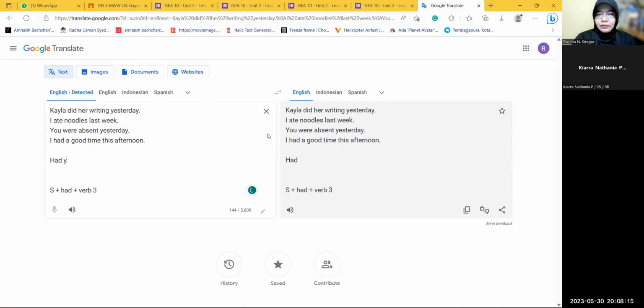Now, however, when it's present perfect like this, remember, present is changed into past. Past is changed into present, sorry, past perfect. So everything present in the original sentence is changed into past in the reported speech. Why is it so? Why do we have to change it into past, Kiara?